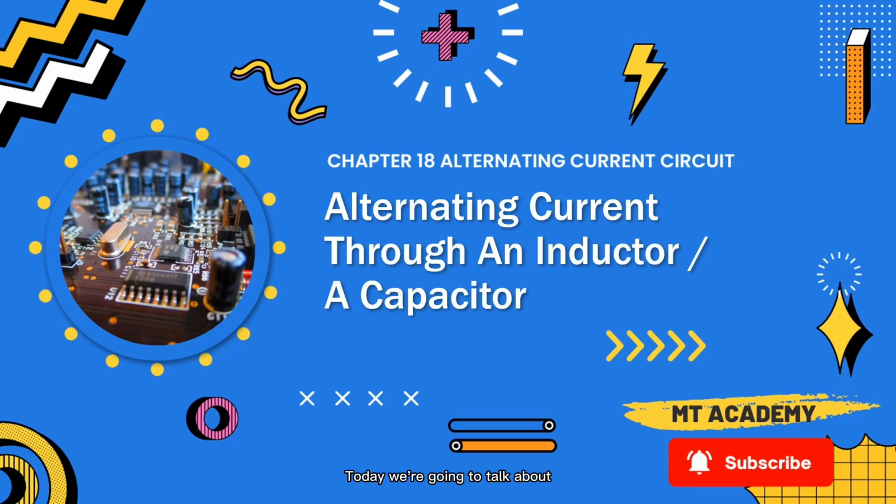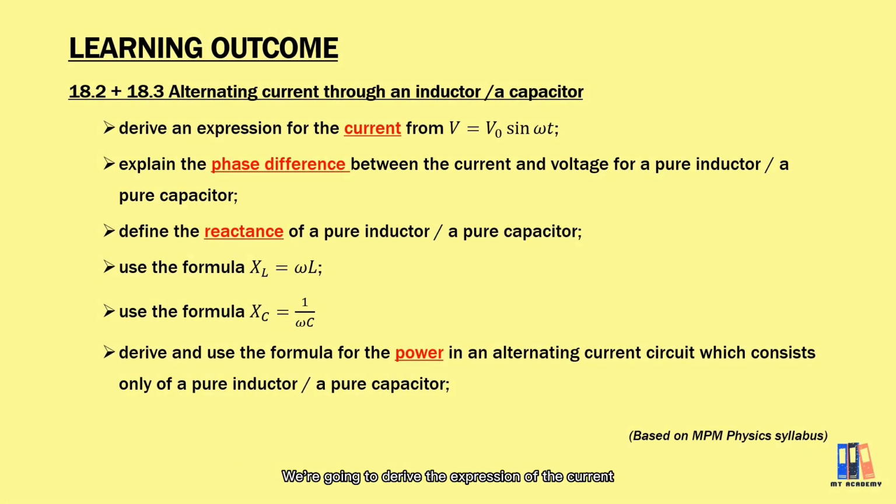Today we're going to talk about the alternating current through an inductor or a capacitor. We will combine two topics. We are going to derive the expression of the current and explain the phase difference between the current and voltage for a pure inductor or a pure capacitor. And then we're going to define their reactance and derive the formula of the power in an AC circuit.